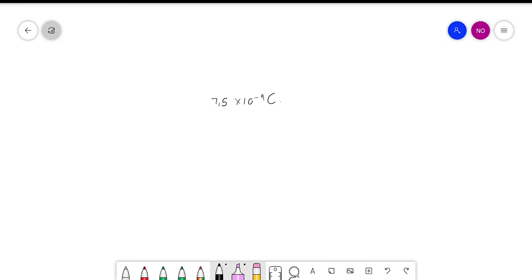Okay, en net bo dit sal julle sien is daar so 'n formule wat sê Q is gelyk aan N q_e. Key here. So let's quickly talk about this. The Q is for charge. The N is the amount of electrons.